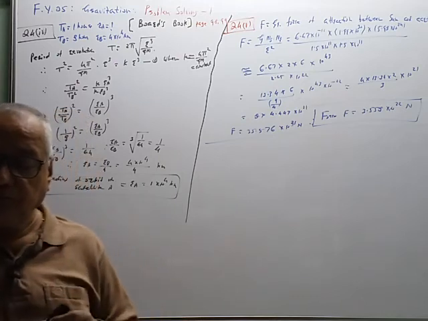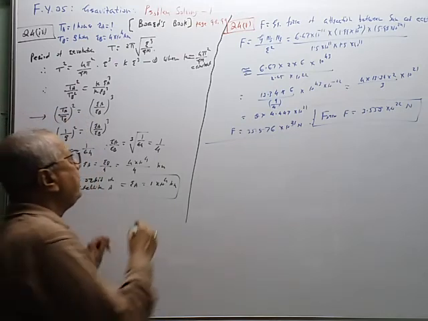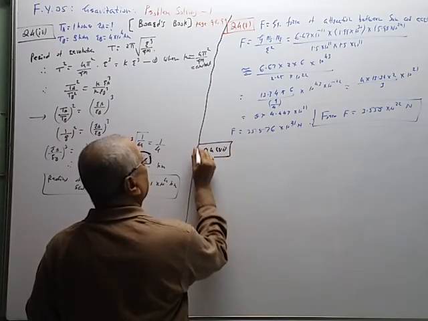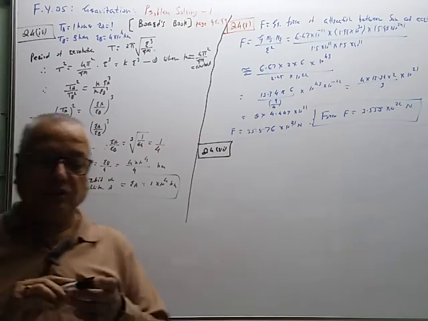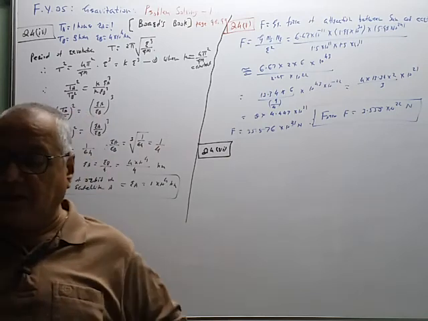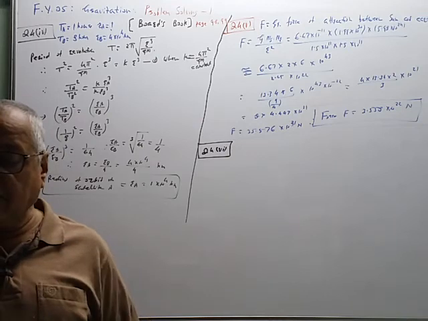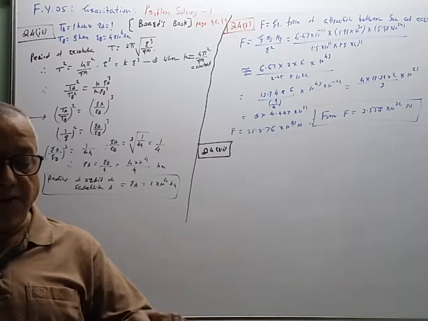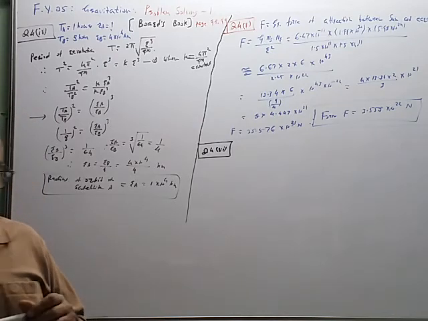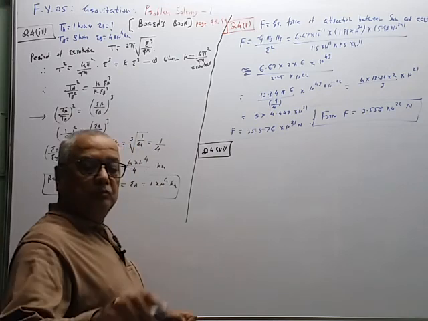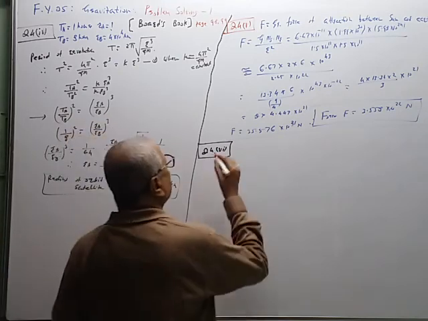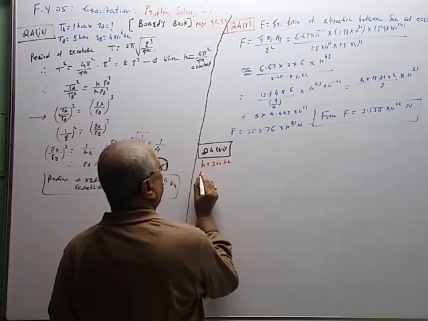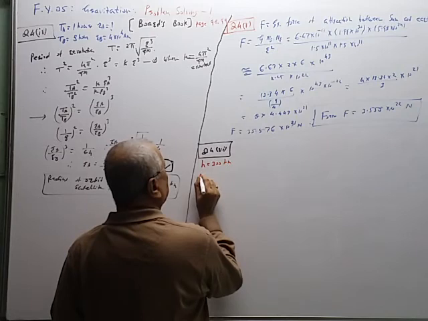Next, question number 4-6. Calculate the acceleration due to gravity at a height of 300 km from the surface of the Earth. M is given, R is given. So height h is the important factor. Height h is equal to 300 kilometer.